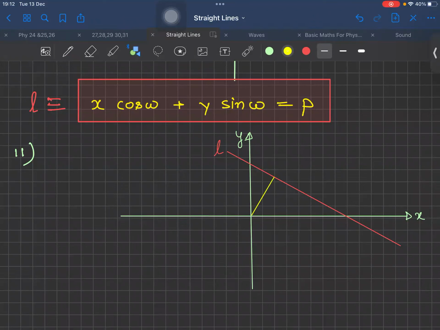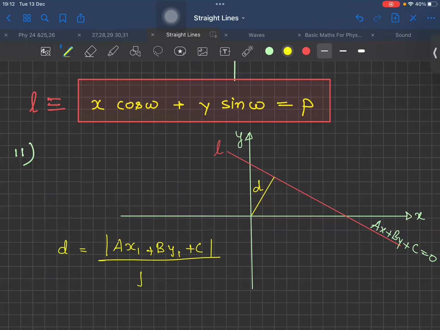The equation of the line is given to you, some equation we don't know. Let's write ax plus by plus c is equal to 0. This equation of the line is given, and you need to find this perpendicular distance d. How will you find it? d is equal to the modulus of ax1 plus by1 plus c, divided by the square root of a square plus b square.